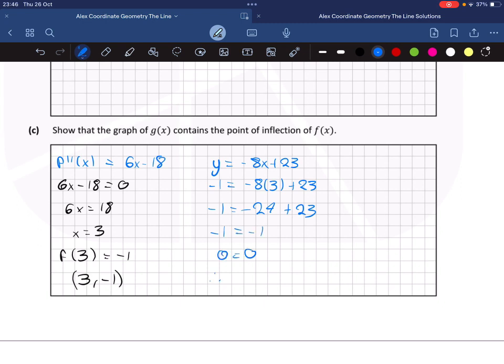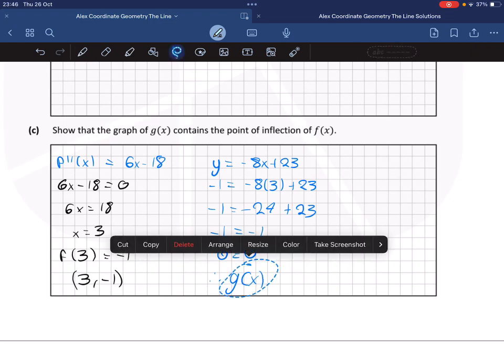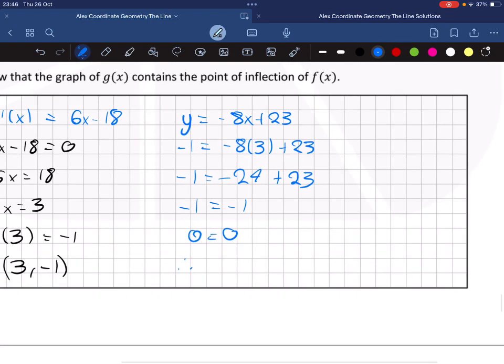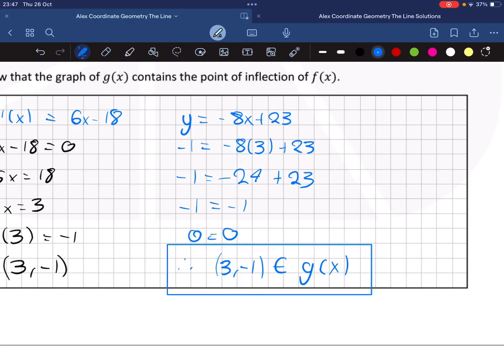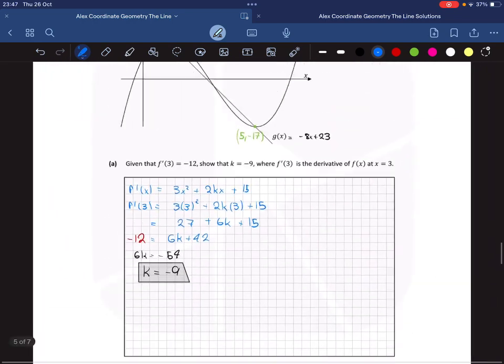So therefore, I'll write it mathematically. We know that the point (3, -1) is an element of g of x. All that means is that whatever g of x is, (3, -1) lies on it. So that is proof that it lies in the point of inflection. What is the point of inflection?